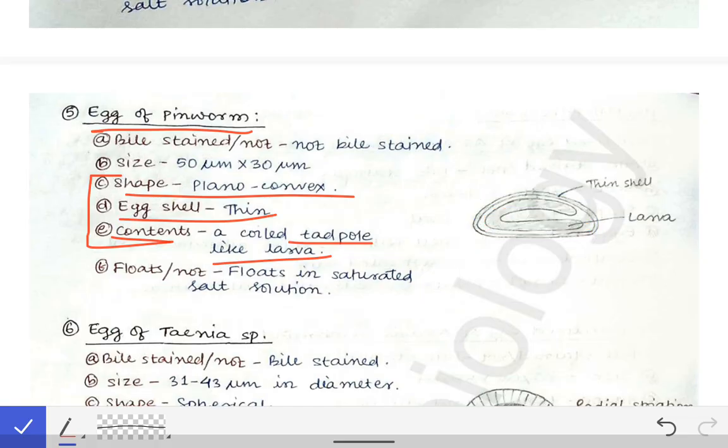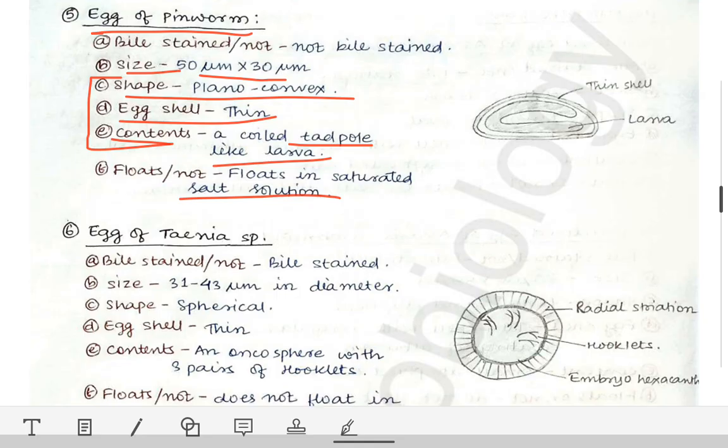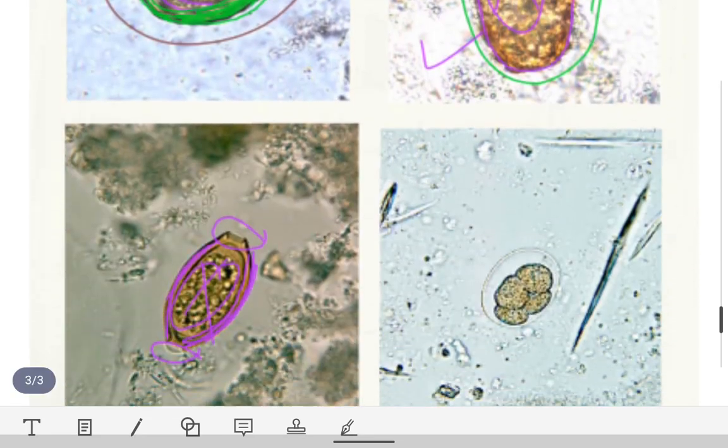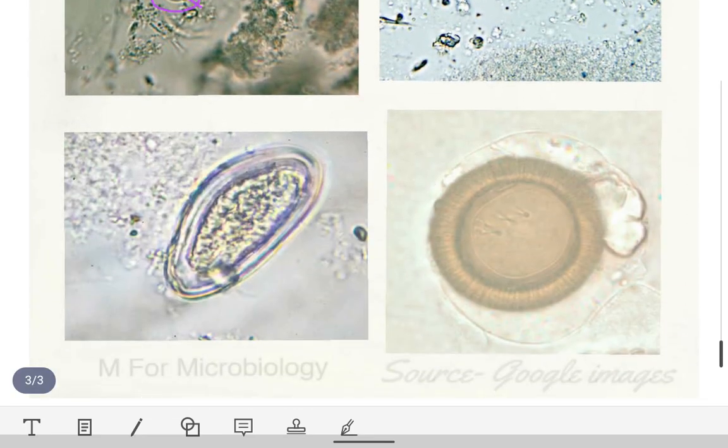Now some other points: whether it is bile stained or not. It is not bile stained. The size is 50 micrometer by 30 micrometer. Whether it floats or not: it floats in the saturated salt solution. Now let's match all the characteristic features with the real picture.